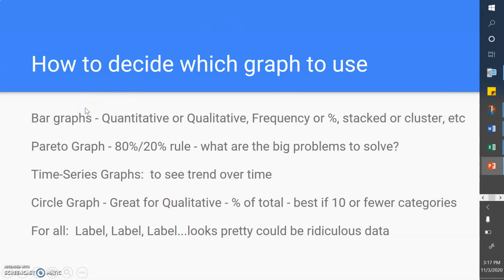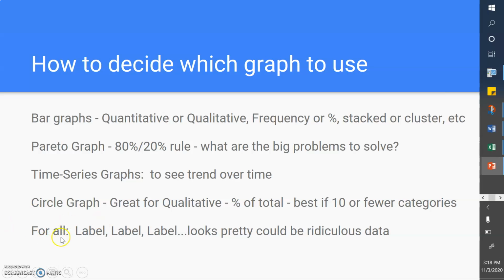Here's the trick. Take a picture of this, write it down, look at this slideshow later, whatever you want to do. Bar graphs are good for either categories or numbers. They're good for counting or percents, and they're good in different versions of it. Pareto graph helps you see the biggest problem, the 80-20 rule. Where are the big problems to solve? Time series graphs help you see the trend over the time. Circle graph is great for qualitative and percents of total. Best if 10 or fewer categories.